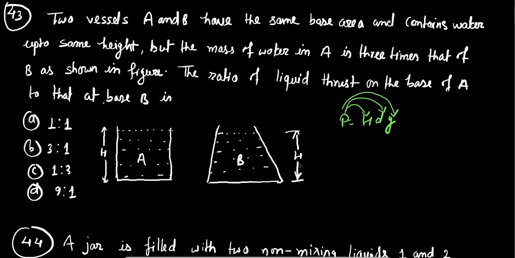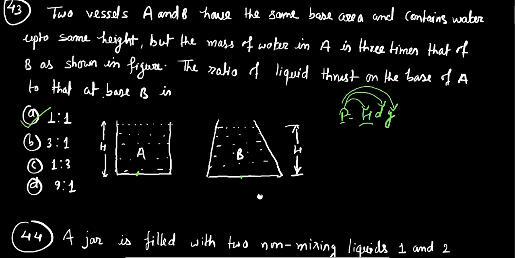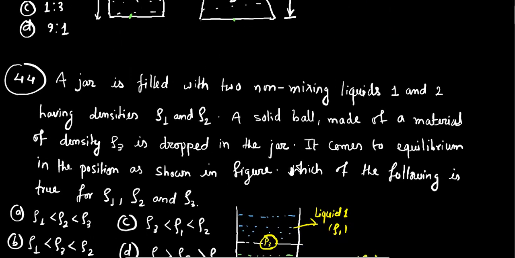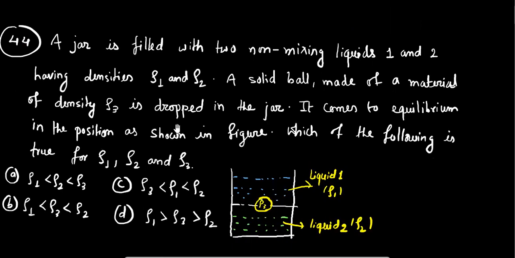So we conclude that pressure depends on height, and the height of the liquid column in both the vessels is the same. That's why the pressure exerted by the liquid on the base of each vessel is the same. That's why the ratio will be 1:1. So this is question number 43. Now we are going to discuss question number 44.